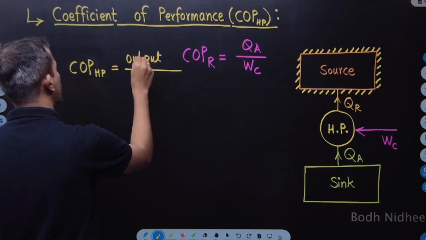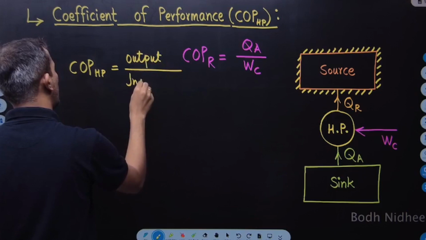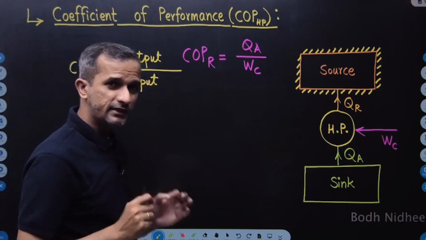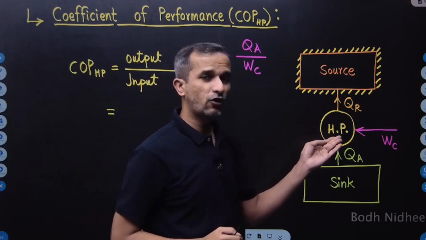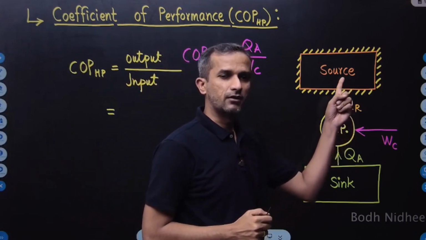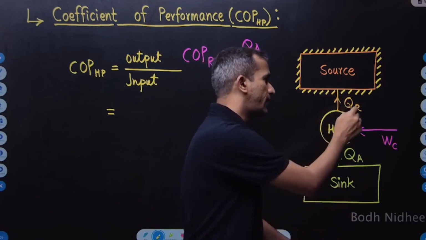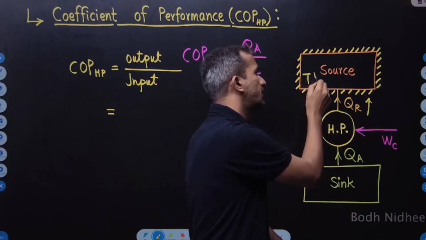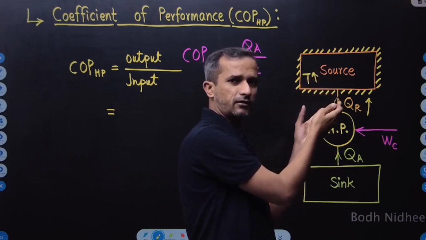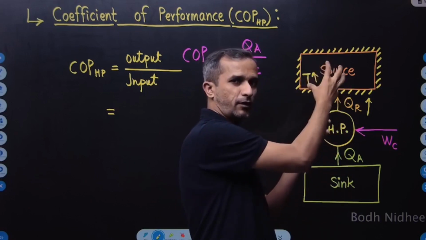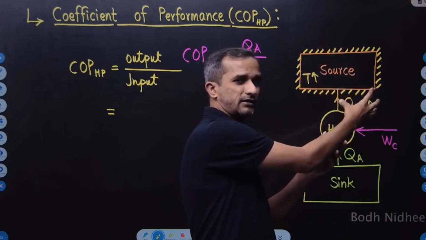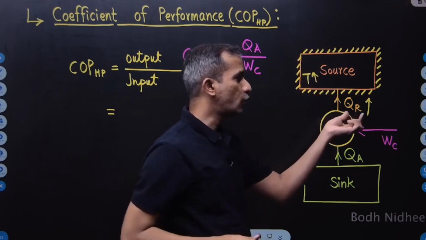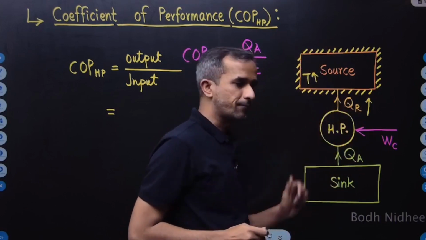Output for heat pump and input for heat pump. Output for heat pump means what? The objective of running the heat pump. What is the objective of running the heat pump? To heat something. If I want to heat something, QR is important. The higher the QR, the better the heating will be, right? So the objective of running this heat pump is to heat something. If QR is higher, my performance will be better, temperature will be better.